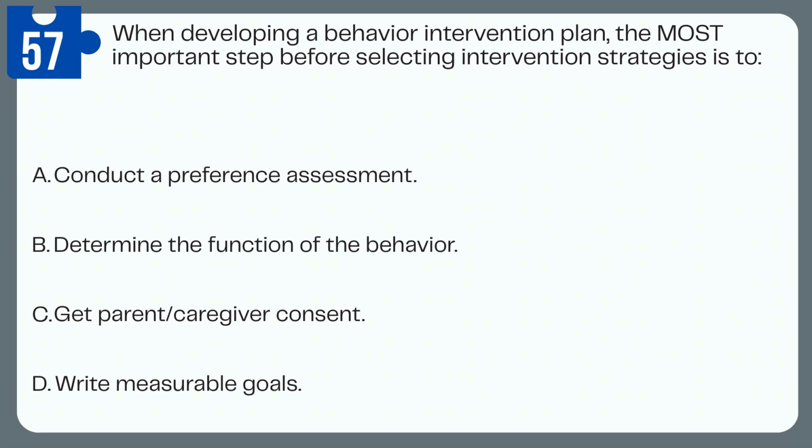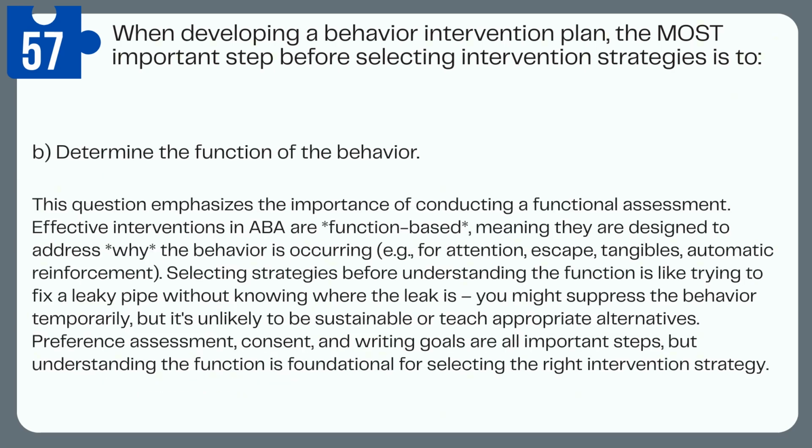Answer: B. Determine the function of the behavior. This question emphasizes the importance of conducting a functional assessment. Effective interventions in ABA are function-based, meaning they are designed to address why the behavior is occurring. For example, attention, escape, tangibles, automatic reinforcement. Selecting strategies before understanding the function is like trying to fix a leaky pipe without knowing where the leak is. You might suppress the behavior temporarily, but it's unlikely to be sustainable or teach appropriate alternatives. Preference assessment, consent, and writing goals are all important steps, but understanding the function is foundational for selecting the right intervention strategy.